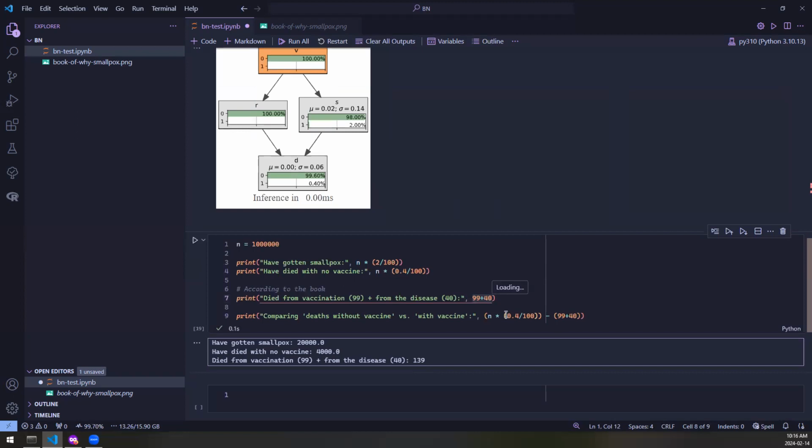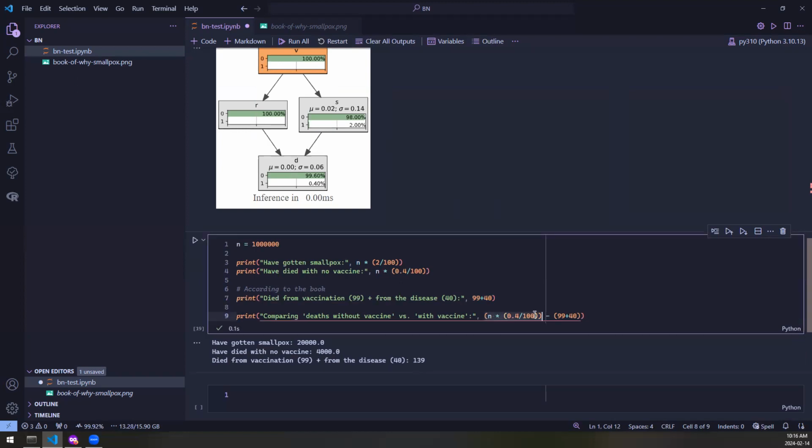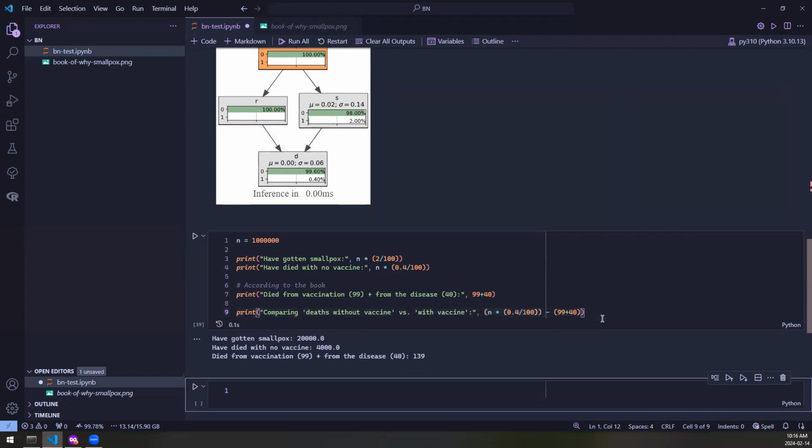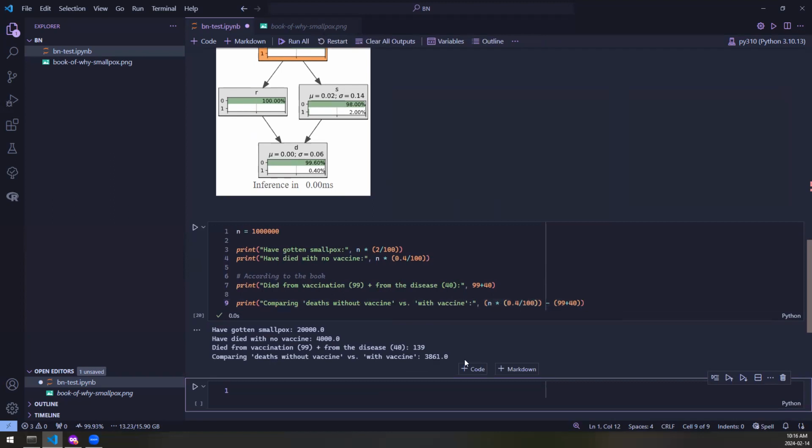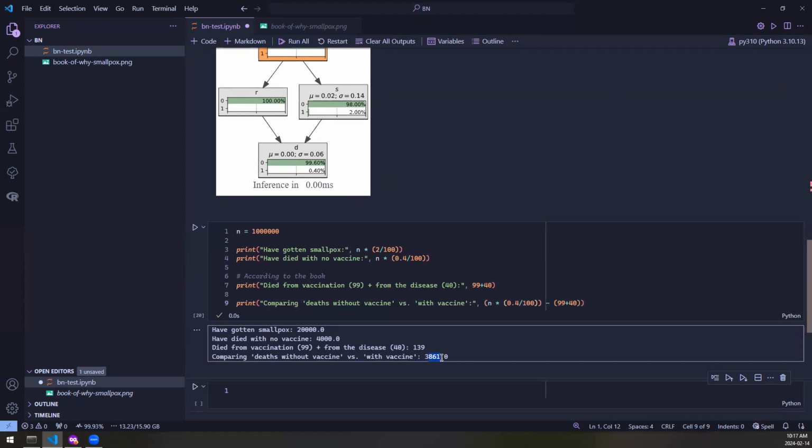Okay, so what I'm doing in this last print statement is basically comparing the impact of not taking the vaccine and taking the vaccine. What is the difference of deaths? Because this is what we are interested in knowing right now, right? So let's run it again. So the result here would be 3,861.